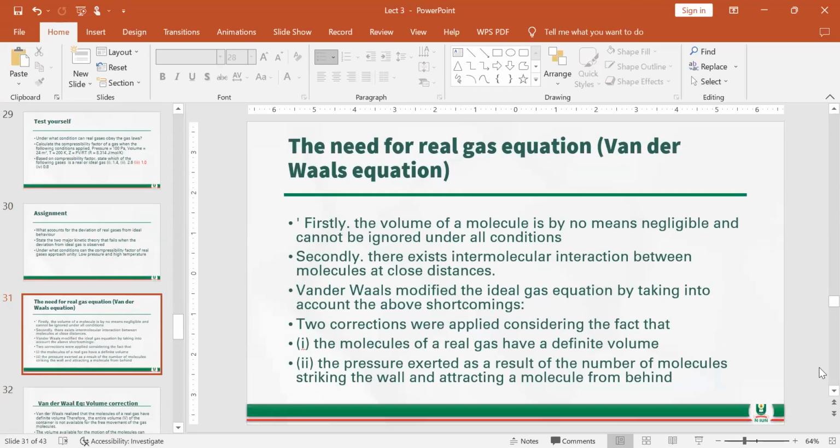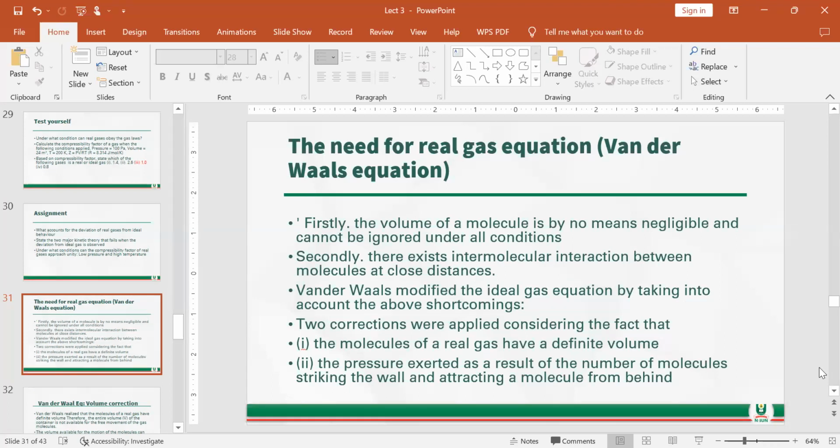The need for a real gas equation, then the van der Waals equation. Firstly, the volume of a molecule is by no means negligible and cannot be ignored under all conditions. We cannot say that volume is negligible, just like the kinetic theory assumes. Secondly, there exists intermolecular interaction between molecules at close distance. Van der Waals modified the ideal gas equation by taking into account the above shortcomings.